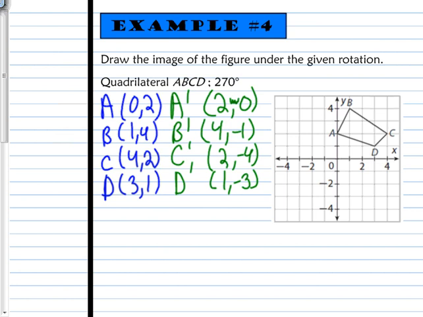Okay, hopefully you found A prime is (2, 0), B prime is (4, -1), C prime is (2, -4), and D prime is (1, -3). At this point, I'd like you to please graph the image. Okay, hopefully your graph looks a lot like mine. Hopefully a little neater. As you know, drawing on the smartboard is just so pleasurable. And so that's rotating 270 degrees. Really easy as long as you know the rules. So as I've said many times, you have to memorize those rules.